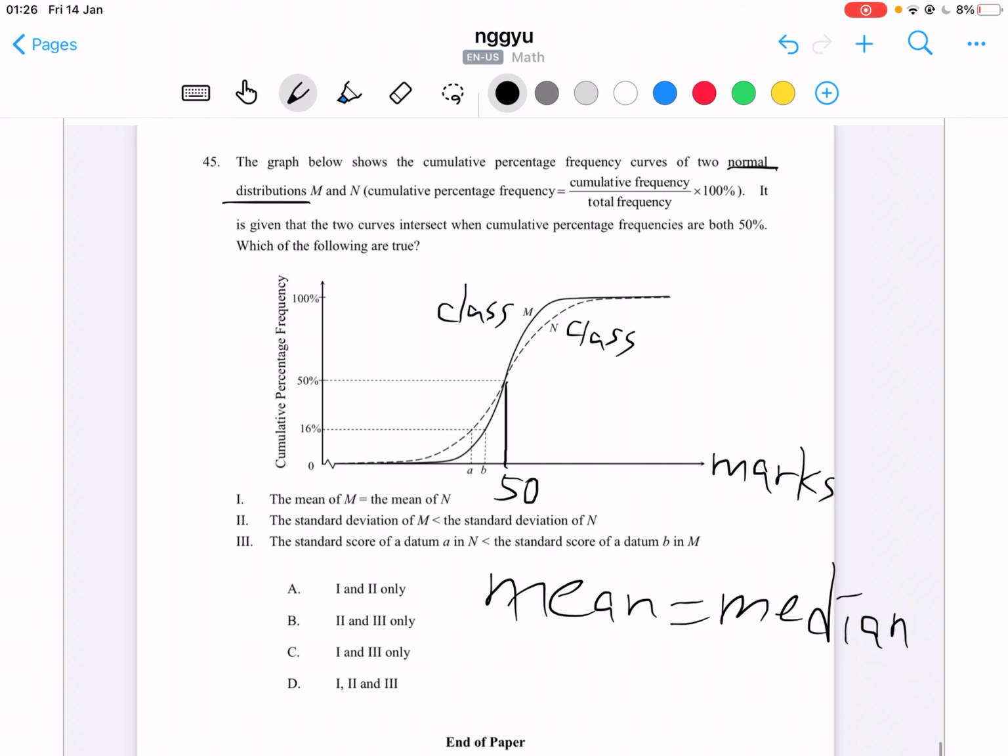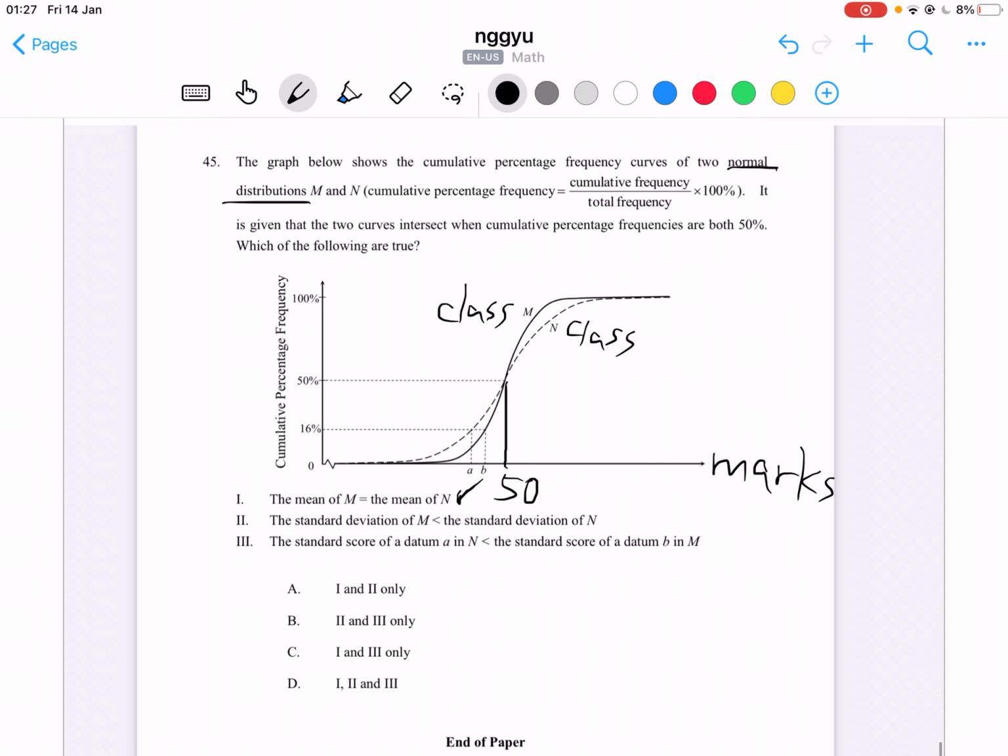At 50%, the median is where 50% of the data has passed a certain amount of marks. So 50% of people in class M have passed, and also 50% of people in class N have passed. So their median should be the same, which is the passing mark. Therefore, their mean is also the same. So 1 is correct.